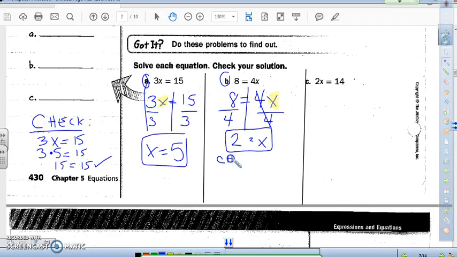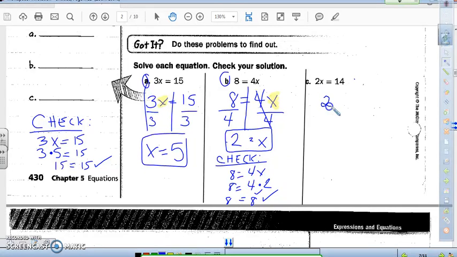Now for our check, we rewrite 8 equals 4x. 8 equals 4 times, what do we think x is? We think x is 2. And 4 times 2 is 8. So 8 equals 8. We did that one correctly. Okay, you're going to do C on your own. Pause the video here. When you're ready, press play.